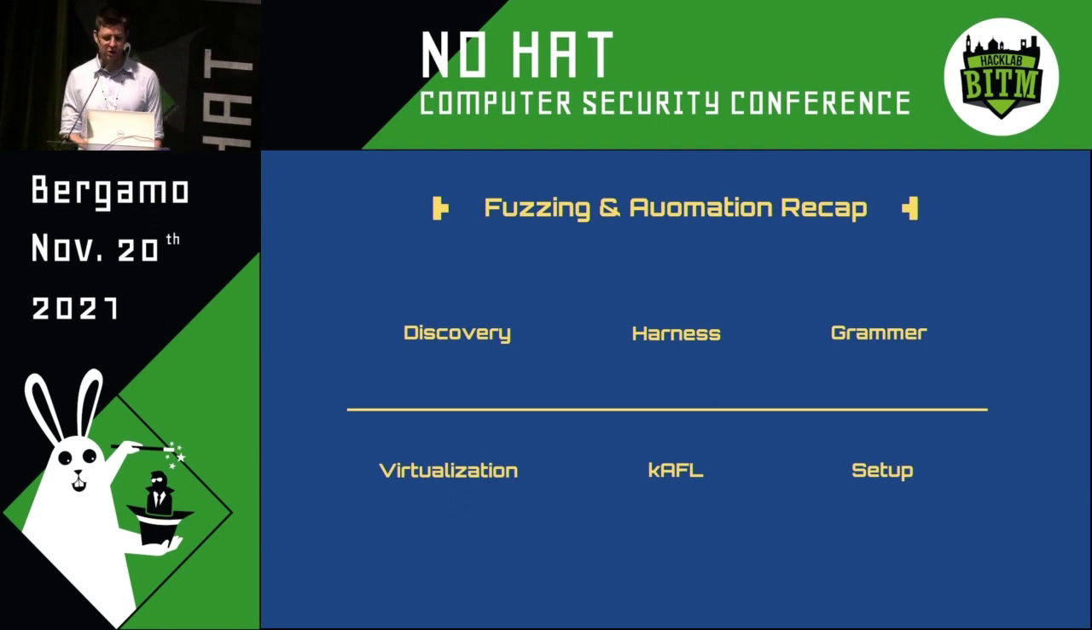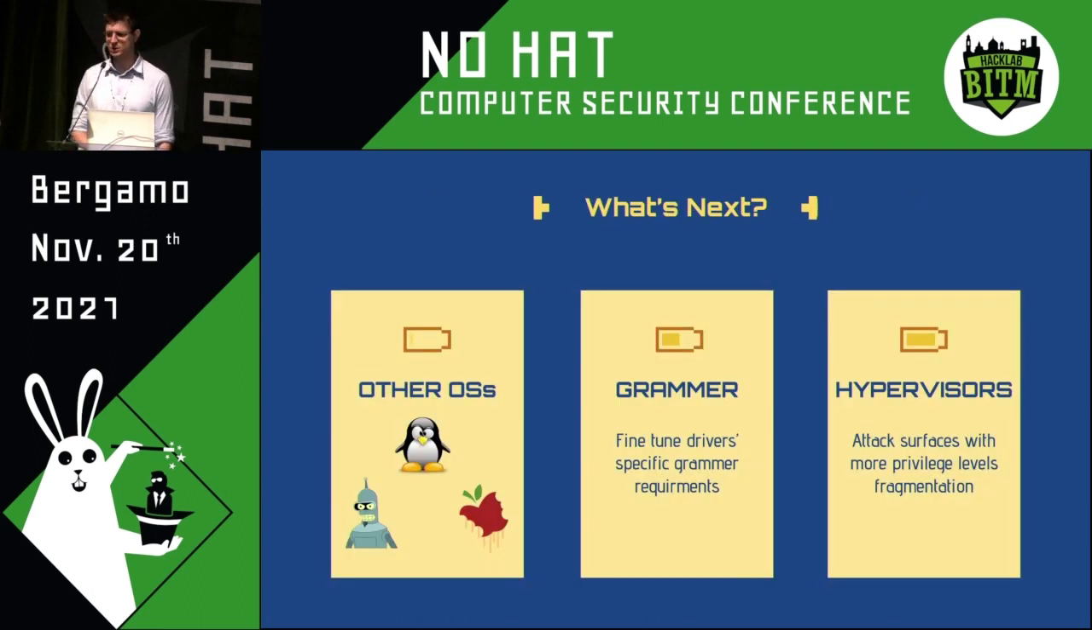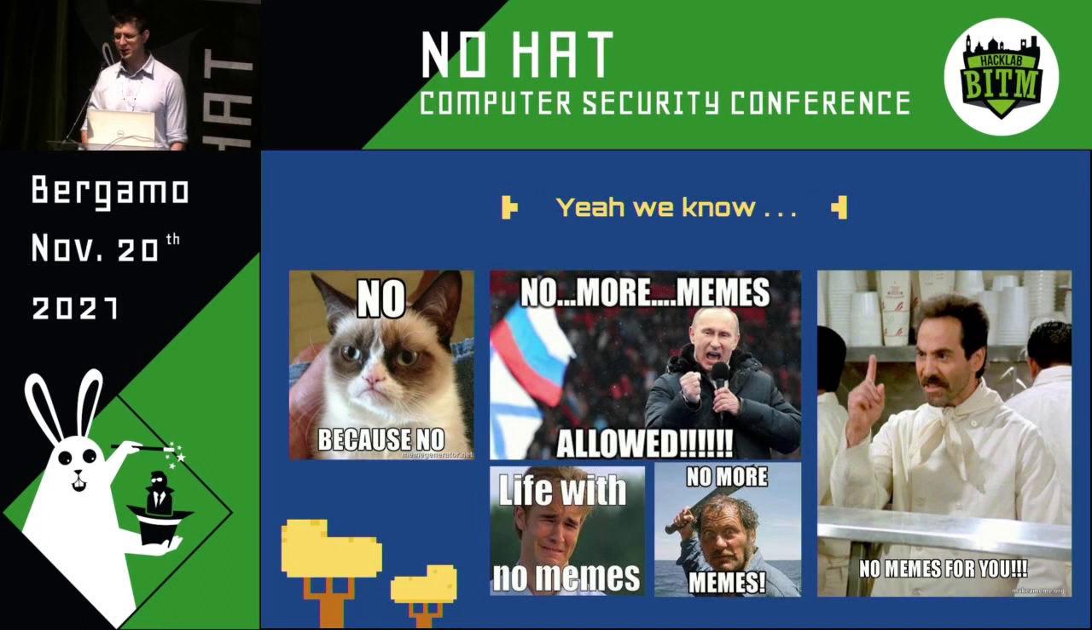Okay, so just to recap this high-level fuzzing section, we talked about the discovery of device name handles and IOCTLs, how we can generate a harness from a generic harness, talked a little bit about grammar, and described the kAFL setup in general. So just a few words about what's next. We want to try and attack other operating systems. We definitely want to develop our take on grammar, and perhaps we're thinking about hypervisors as they offer more privilege levels. So yeah, we know there weren't many memes, we're aware of that and we're sorry, so here are a lot of memes for you.